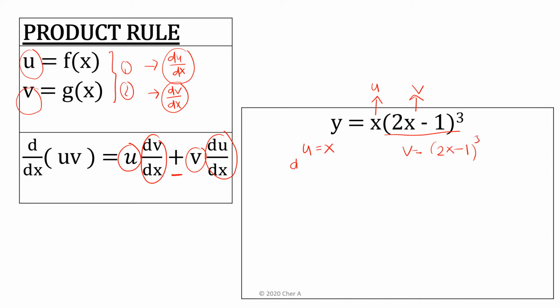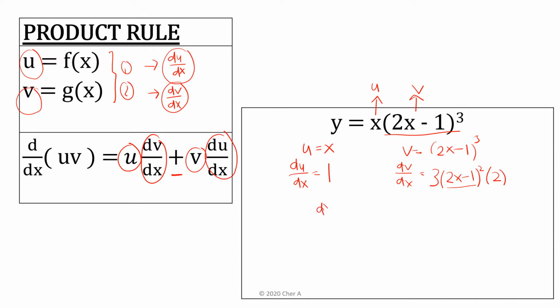Now let's differentiate u. u is x, so we differentiate x to give us 1. To differentiate v, using the chain rule, we bring down the power to the front. The function stays. The new power is 2. Then we differentiate the function inside. So I'm doing this with the shortcut that I mentioned earlier in the previous slide.